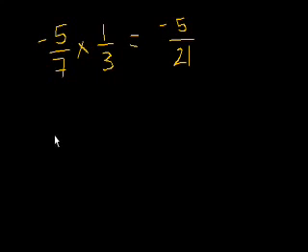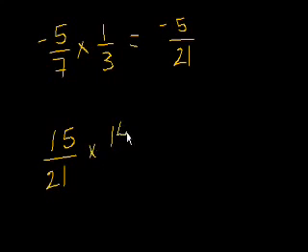Let's say if I had 15 over 21 times 14 over 5. And here I think you'll see why that trick is useful. Well, clearly if we multiply this out, we end up with pretty big numbers. I think it's 210 over 105, and then you have to reduce those. And it becomes a big mess.